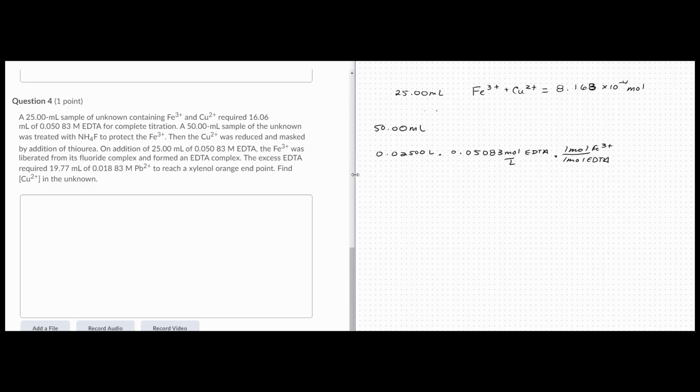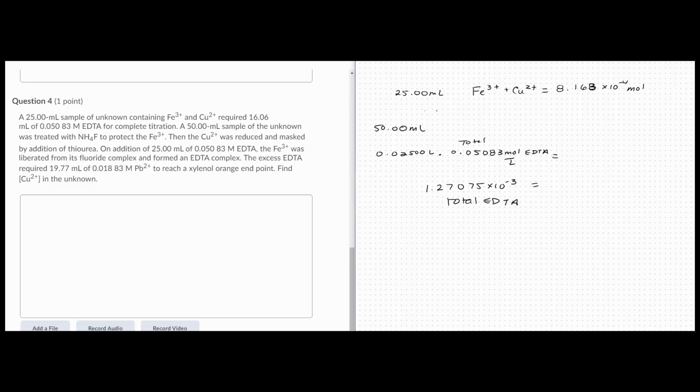So the moles of EDTA used for the metal, for the iron itself, can be found by taking this total EDTA, because this one's total, 0.025 times 0.05083. And that is 1.27075 times 10 to the negative 3. That's our total EDTA in the second titration.